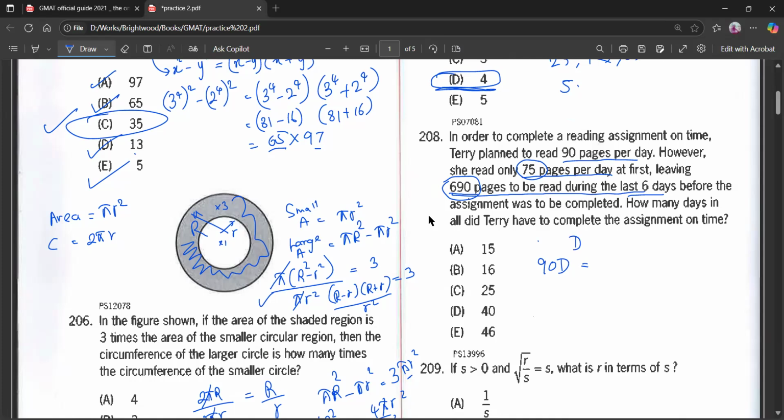Last 6 days, in the beginning, how many days? Don't know. Actually, firstly, how many days does she take? Don't know. Okay. Altogether, for the last 6 days, if I consider all days as D, it should be D minus 6. Okay. And there are 690. Now simplify the D. When you simplify this, it becomes D equal to 16.